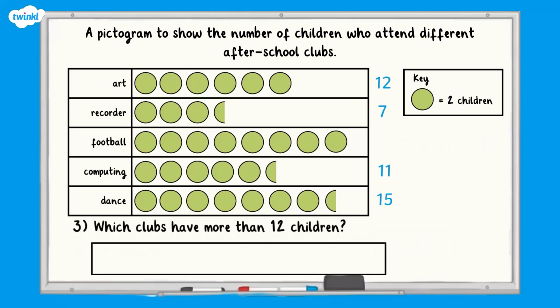Finally, let's look at question 3. Which clubs have more than 12 children? Because we wrote down the totals as we went, we can already clearly see the number of children who attend art, recorder, computing and dance club. How many children attend football club? That's right, there are 8 circles and each one represents 2 children. So 16 children attend football club. We can see that football and dance clubs are the only clubs with more than 12 children.